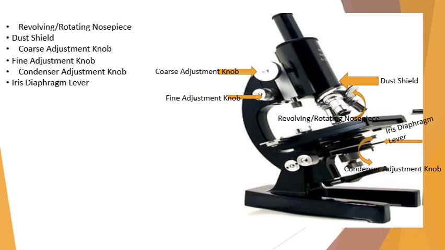Similarly, the other is the iris diaphragm lever. Here we have this one. It is a lever in front of the condenser, which is moved horizontally to open or close the diaphragm. So the diaphragm is also used to regulate the light intensity.